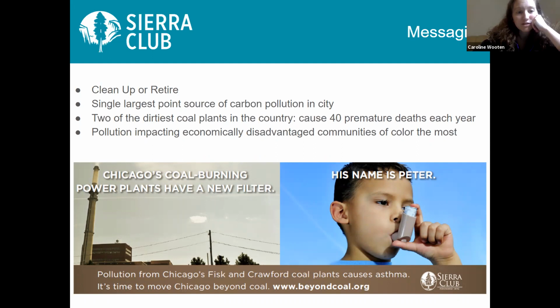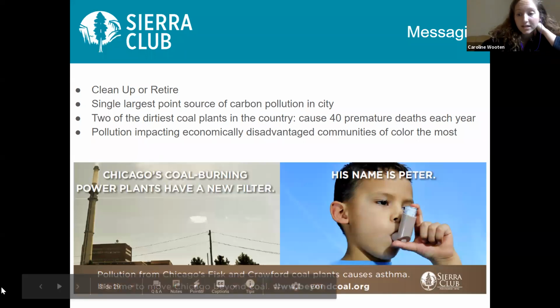Some of the other messaging we talked about was how these coal plants were the single largest point sources of carbon pollution in the city. They were 2 of the dirtiest coal plants in the country. They caused 40 premature deaths every year, and the pollution was impacting economically disadvantaged communities and communities of color the most. So that was some of our messaging. Next slide.